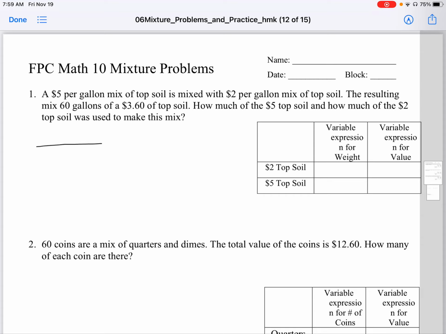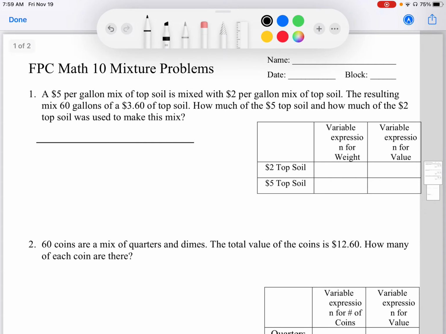So if we think of this problem, I can draw a number line here, and we have $5 on one end. I've got $2 on the other end. And when we mix it together, we end up with $3.60, right about here. It's a little bit closer to the $5. $3.50 would be right in the middle. So that's the value of the mix when we mix this all together. And that makes sense. We have rich topsoil, cheap topsoil, and mixed it, we get something in the middle.